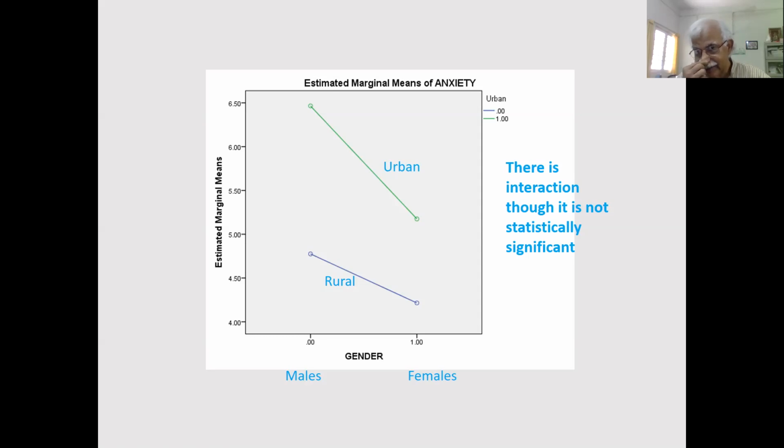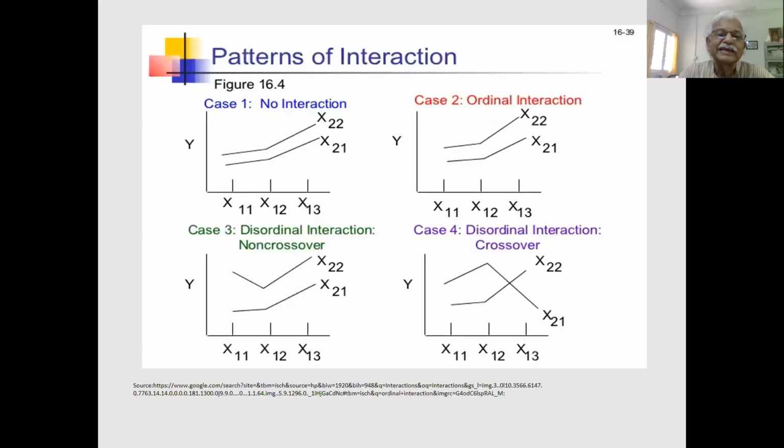But the slopes are different. When slopes are different, then we say that there is interaction, which means that even if this is true that females have lower score than males, how much lower? That depends on urban rural residence. These are examples of interactions.